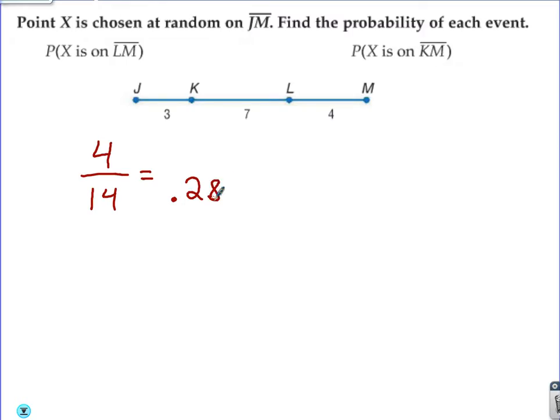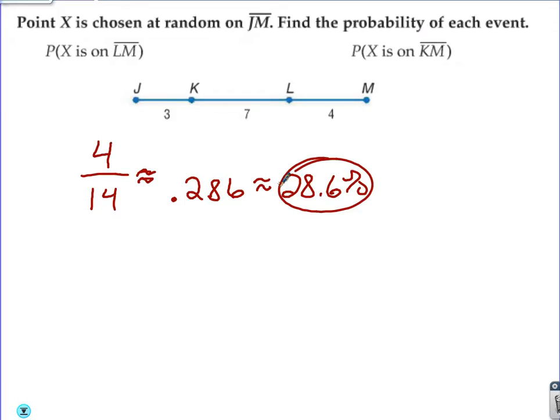Somebody divide that for me. 4 divided by 14. 0.285. What's your next number? 7. So we'll call it 0.286, which is about 28.6% chance of that happening. Because again, LM is a little over a quarter of the line. A quarter of the line, well, if it was 16 long, it would be exactly a quarter, but that's a little bit more than a quarter.